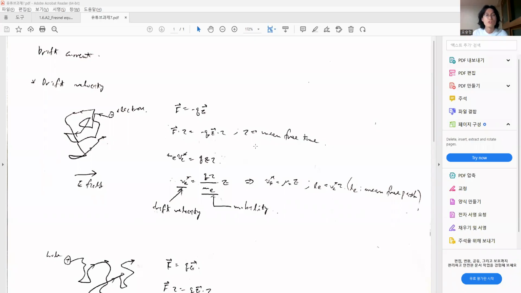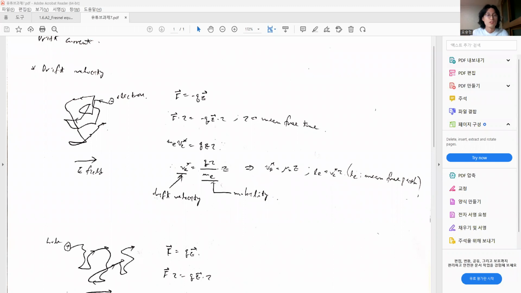In this section, I will explain about the drift current. At first, let me explain about the drift velocity, the movement of electrons and holes. First, let me talk about the movement of electrons.